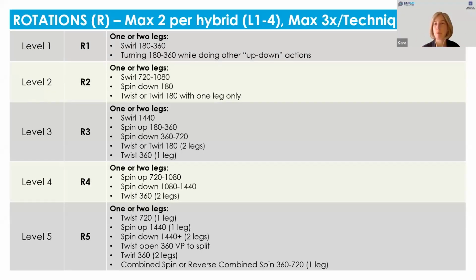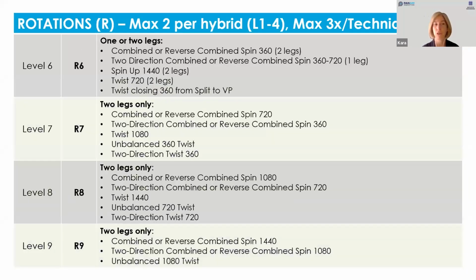All right, our big rotation family of everything. Again, the change in March to 2 per hybrid in levels 1 to 4 and max 3 per technique in levels 5 to 9. So I think everyone's pretty familiar with all the rotation options through to level 9.